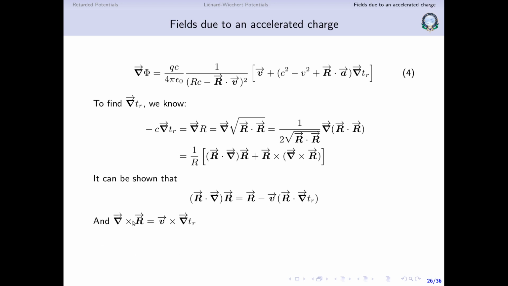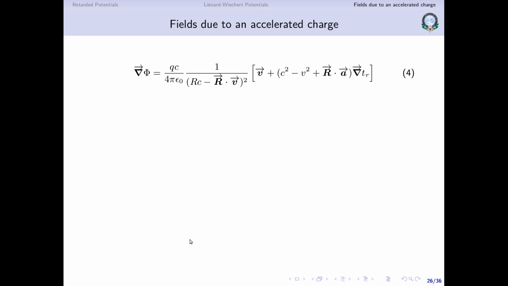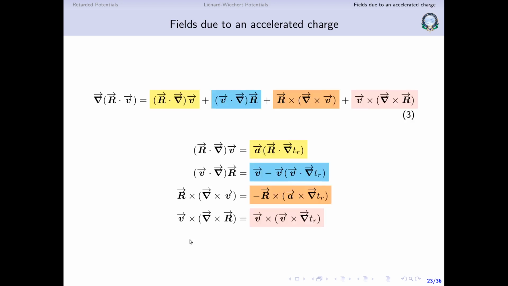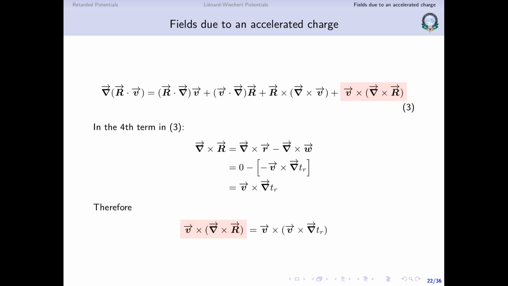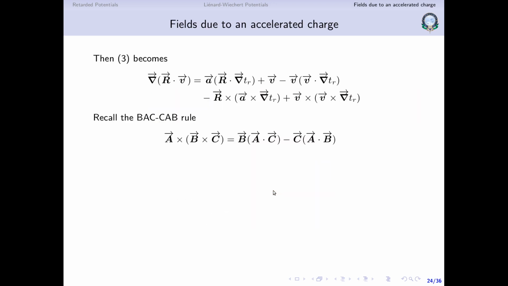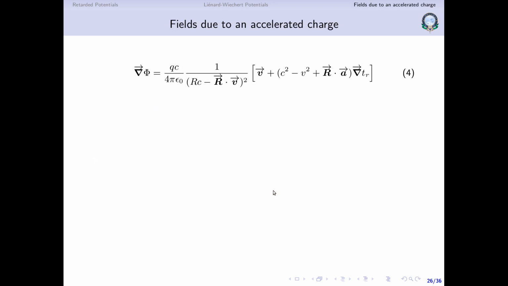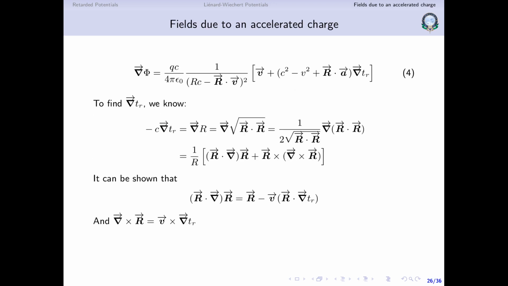So curl of r is equal to v cross gradient of tr. This also I think we had arrived at earlier. Let me go back. Yes, curl of r is equal to v cross gradient of tr. So we'll just pick up the result from there. Curl of r is equal to v cross gradient of tr.